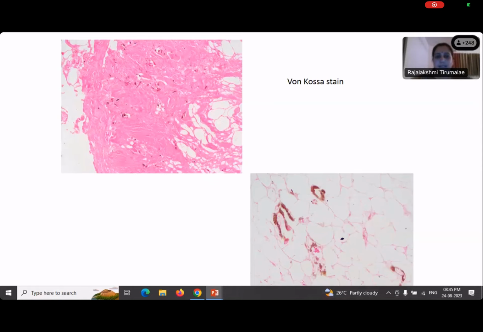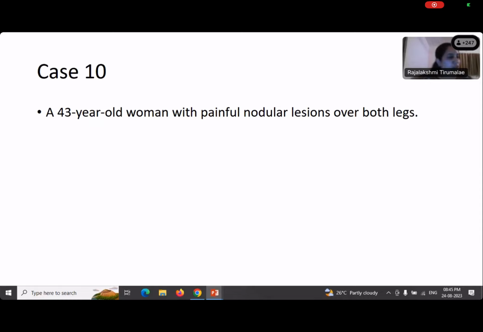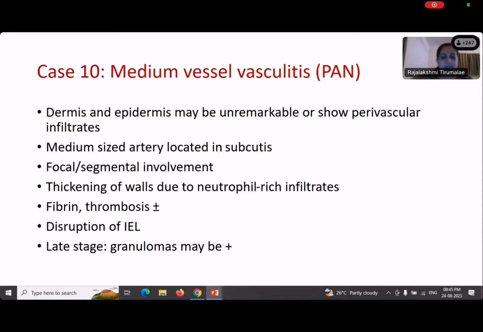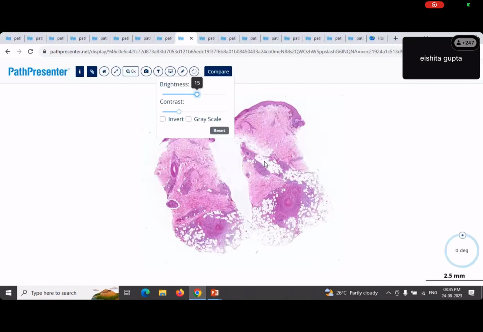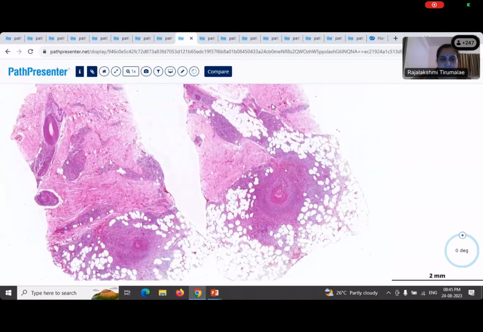So moving on to case number 10. This was a 43-year-old lady with painful, nodular lesions over the legs. So Jhansi, do you want to take this case? Yes. Go ahead.